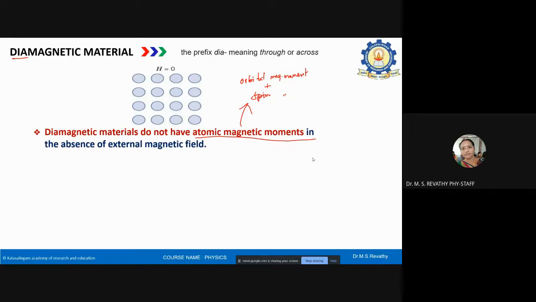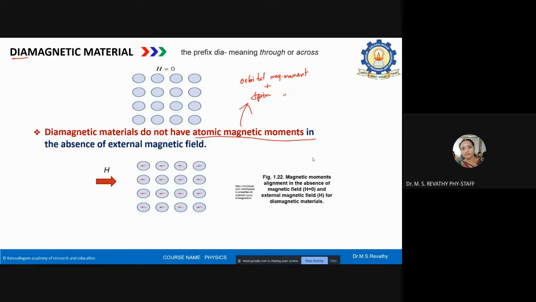atomic magnetic moments. The magnetic moment in an atom can be considered to have an orbital magnetic moment and a spin magnetic moment. When you put together both the orbital magnetic moment and the spin magnetic moment, we call it the atomic magnetic moment. So if there is no atomic magnetic moment in the absence of an external magnetic field, then you say the material is a diamagnetic material.